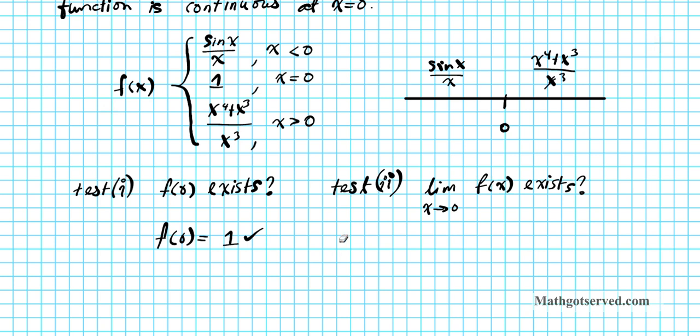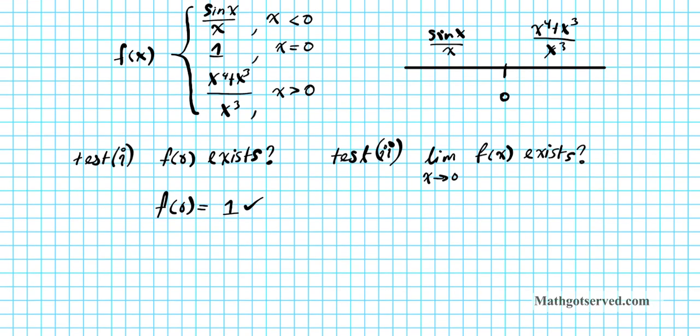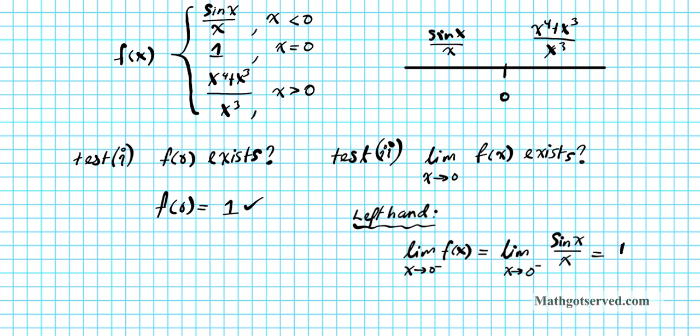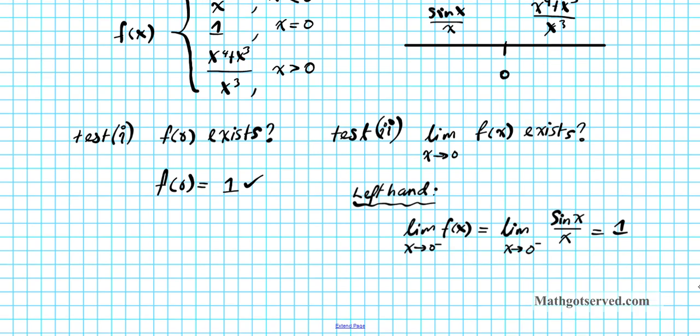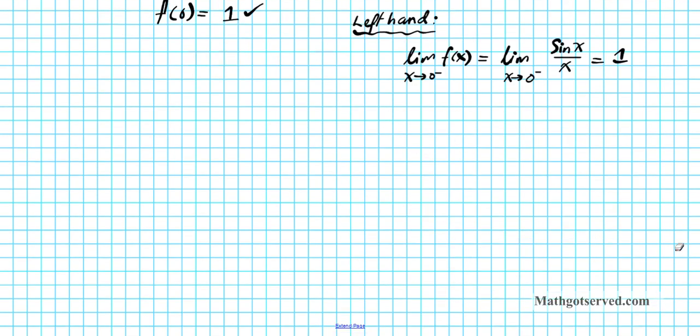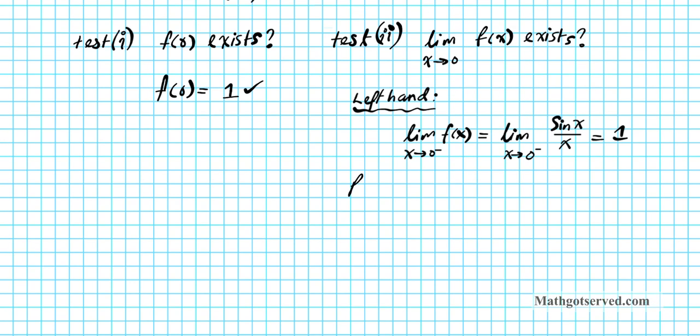All right, so we have to evaluate the left and right hand limits. So let's start with the left hand. Okay, so the limit as x approaches 0 from the left of the function is the same thing as the limit as x approaches 0 from the left of sine x over x. And using the squeeze theorem, we know that this is equal to 1. All right? So let's find the right-hand limit. If they're both the same, then we can conclude that the limit, in fact, exists. All right? So the right hand.